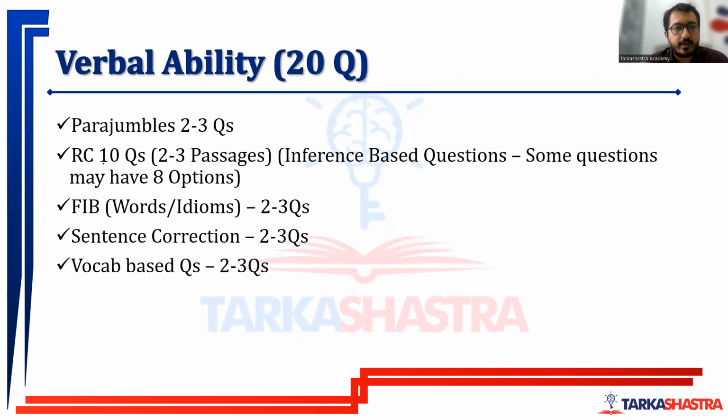Now, one important thing about RCs is that the questions of RCs are inference-based questions. Okay, so like in CAT exam, inference-based questions are asked, and no direct data is given in the passage. So these are also inference-based questions, and some of the questions may have 8 options. Sometimes we struggle with 4 options; here you may have 8 options for one particular question, so that is something tricky over here.